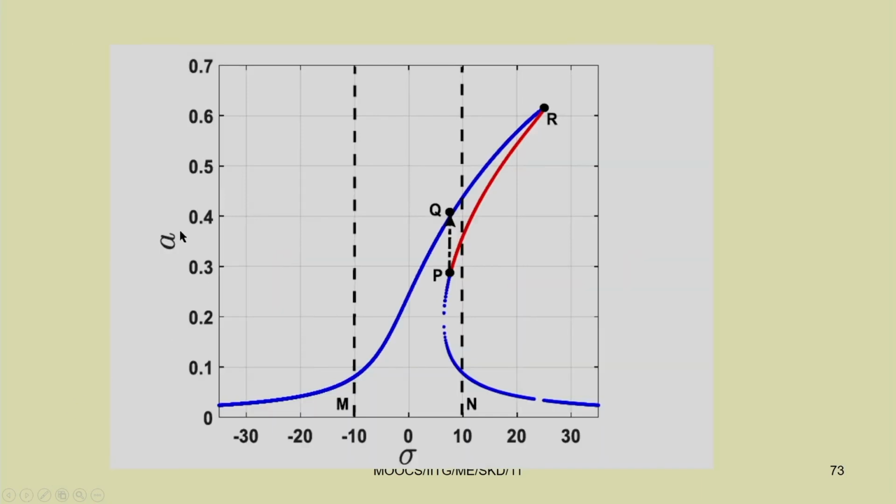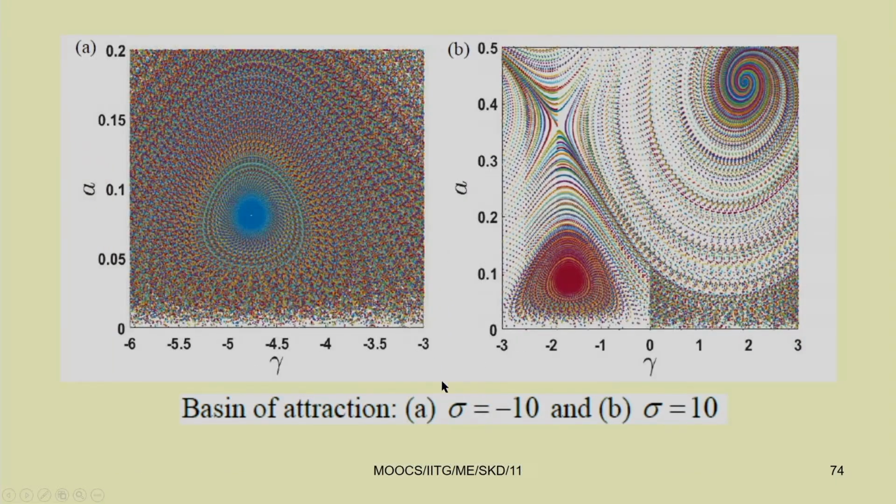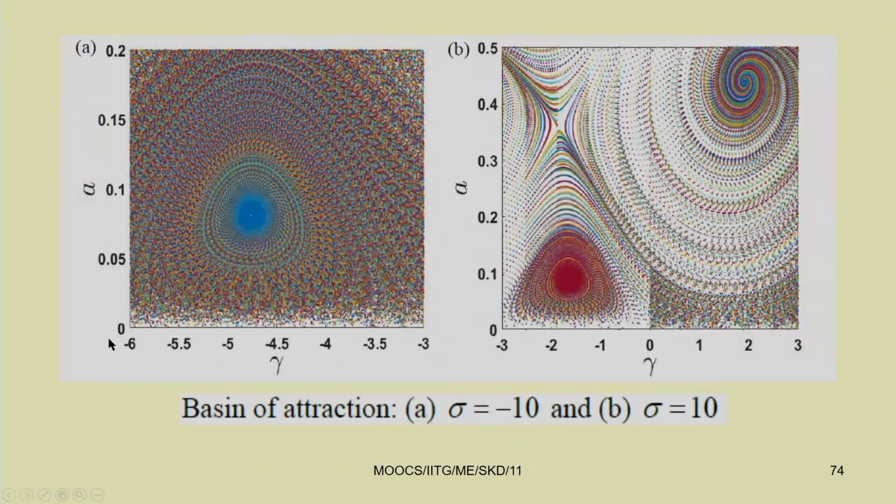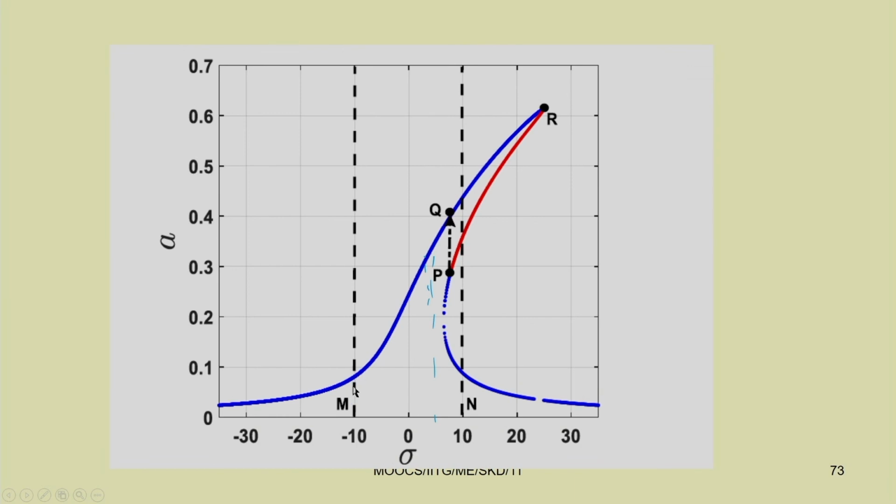Now you can plot this, as I have already told you how to plot. By solving numerically you can plot a versus sigma. When you plot a versus sigma, up to this parameter you have only one solution, but after that you have multiple, that is, 3 solutions. As you have 3 solutions, depending on initial conditions you can get different solutions. For example, if you take minus 10 and take different initial conditions and plot a versus gamma, you can clearly see this is a stable value of response amplitude.